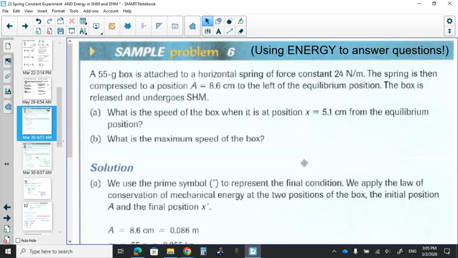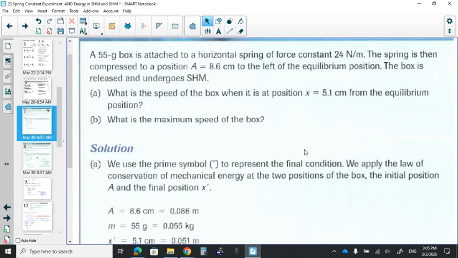Other types here is a little more what the majority of the kind of questions would be, right? But so you have a 55-gram box attached to a horizontal spring. Quite often it's a horizontal spring, so you don't have to worry about gravity in a situation like that. The spring is then compressed to a position 8.6 centimeters to the left, and then released. So this is, like I said, the initial position here. All of it is elastic potential. So you just think of that as the starting amount of energy rather than a bunch of energy types at the start.